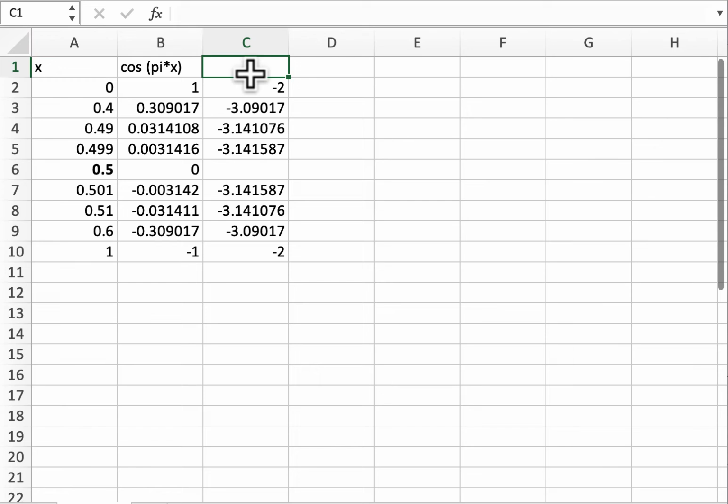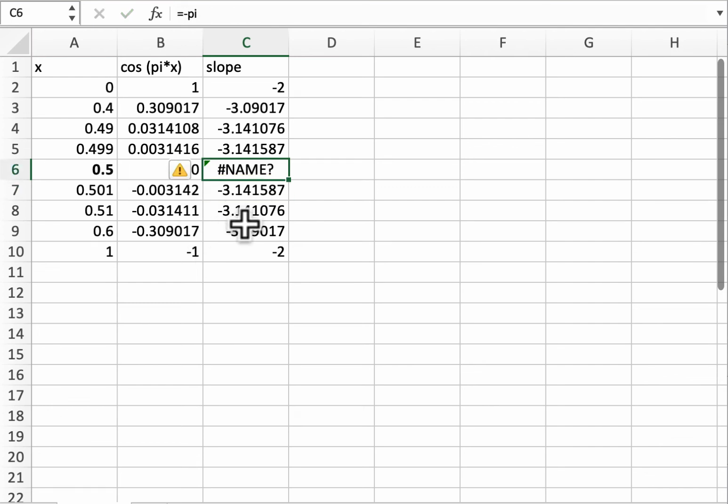Now we're going to look at these values here. Maybe I can tell this slope. Now we're looking at any trend that we see in the numbers here. I see it's going from -2 to -3.09, -3.14, -3.14, -3.14. I'm going to say that that is negative pi.